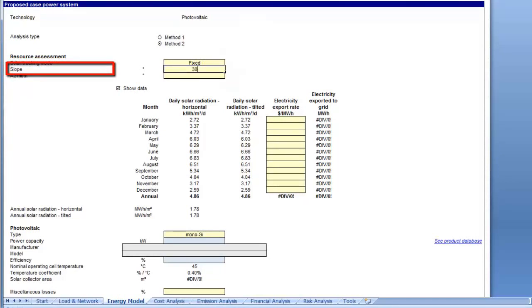For the slope, we will enter the angle between the solar collector, or the tracking axis, and the horizontal in degrees. Depending upon the goal of the system, it may be oriented for maximum yearly production, summer use, winter use, reduced capital cost, or for integration into the building architecture.